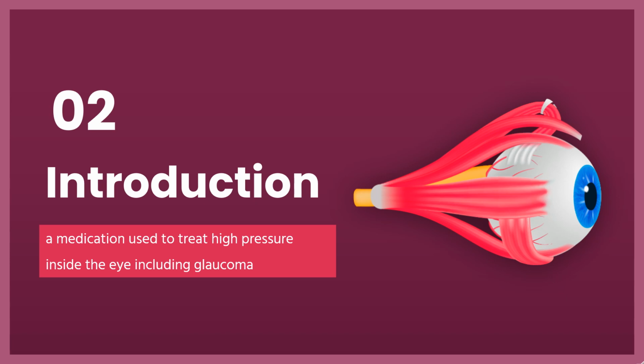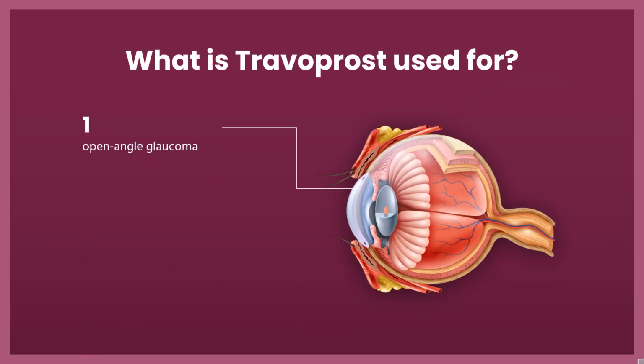Travoprost was approved for medical use in the United States and in the European Union in 2001. It is available as a generic medication in the United Kingdom. In 2020, it was the 304th most commonly prescribed medication in the United States, with more than 1 million prescriptions.